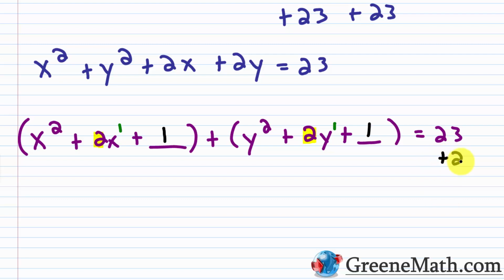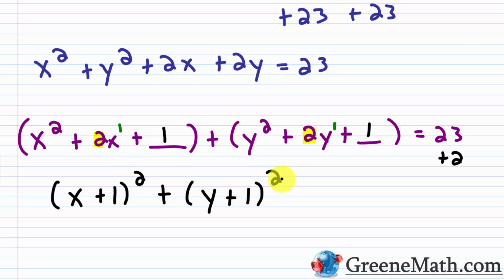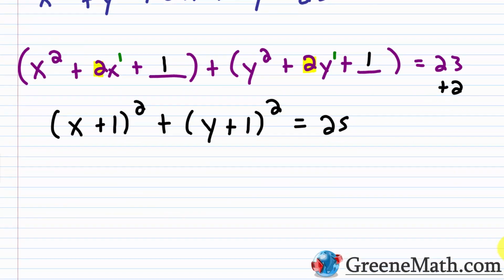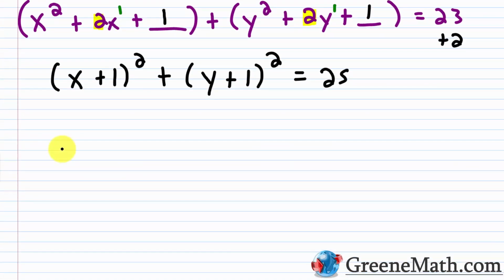So I know that now I can just factor this. So x squared plus 2x plus 1 factors into x plus 1 quantity squared. This guy is going to factor into y plus 1 quantity squared, right? Because it's basically the same thing with just a different variable. And then this is equal to 23 plus 2 is 25, okay? So now we can figure out what is the center and what is the radius, okay? So I know the radius is the principal square root of this number, so that's going to be 5.